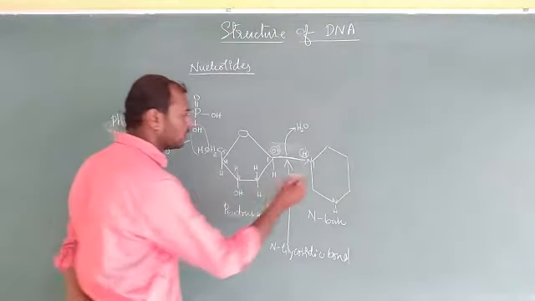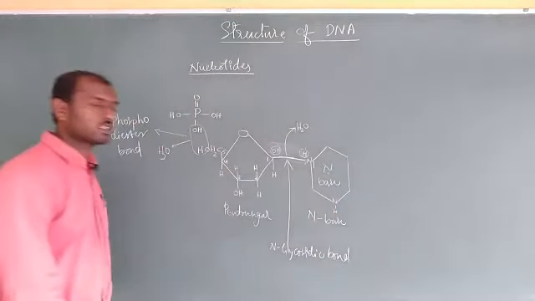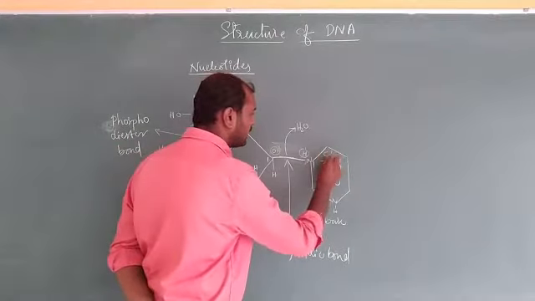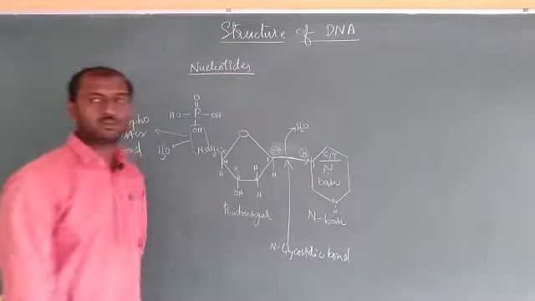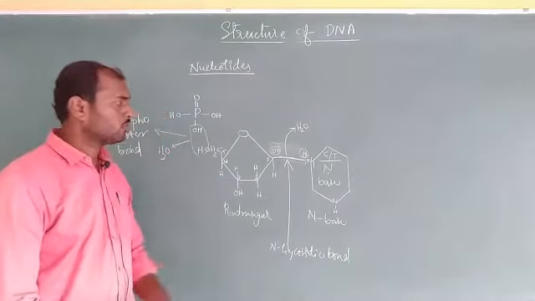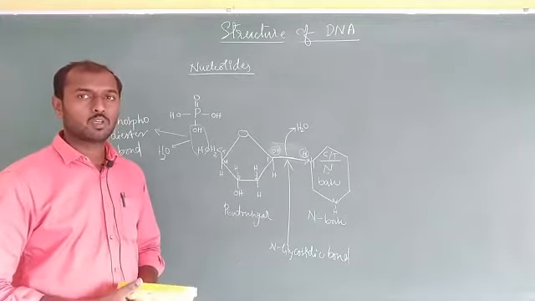So any kind of nitrogen base. Consider this as either C or maybe T. So it can be C or T or anything else. Maybe sometimes a purine too. Later we will study how purines are going to be interacting.